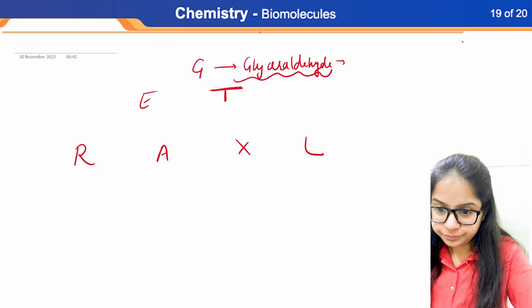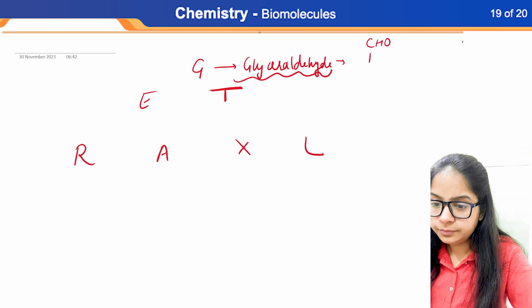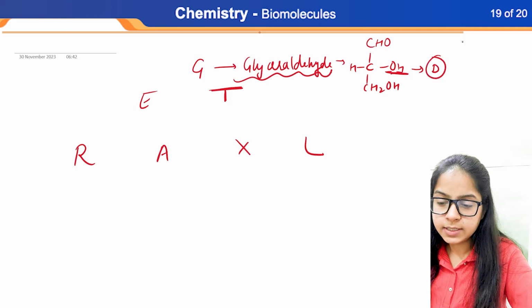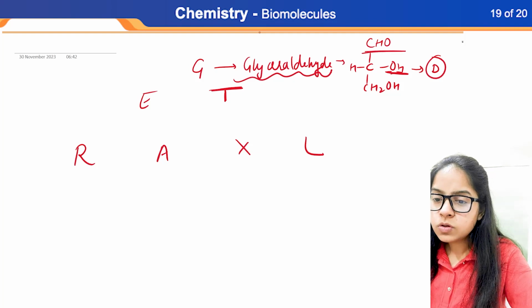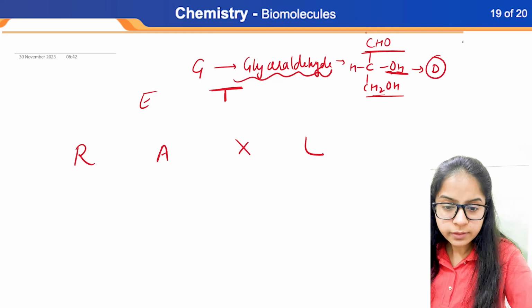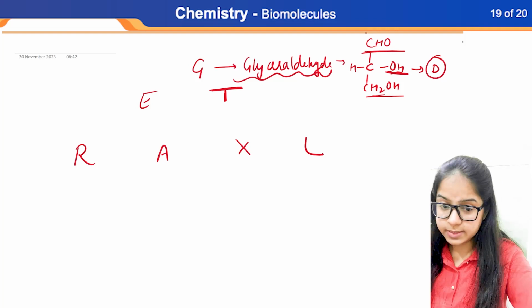Glycerol aldehyde is CHO, CHOH, CH2OH. This is the starting one. It is D because the OH is on the right side. The most oxidized carbon should be present on the upside and the least one on the downside. Now this is for the glycerol aldehyde.